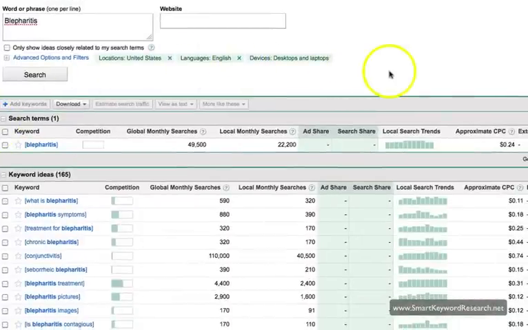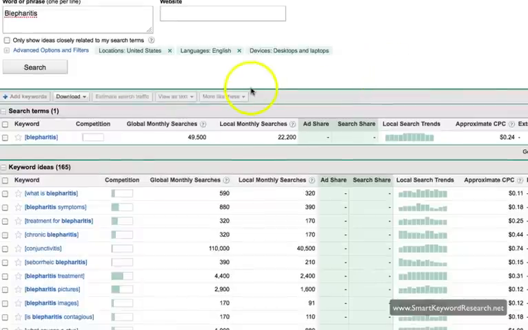And as you can see, this search term gets 22,200 local monthly searches. And that's a pretty good search figure, but as you can see from the competition bar, there are not very many advertisers bidding on this term.